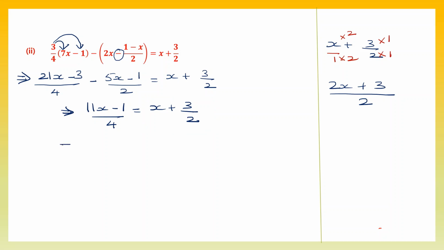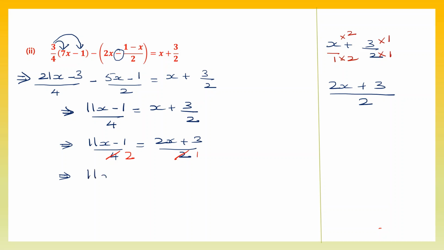So let's write that down. On the left hand side I have 11x minus 1 by 4. On the right hand side I have 2x plus 3 by 2. Now again, to make my work easier, I can cancel the two denominators in the equation by a common factor. 2 2's are 4. So this is cancelled. 2 1's are 2.